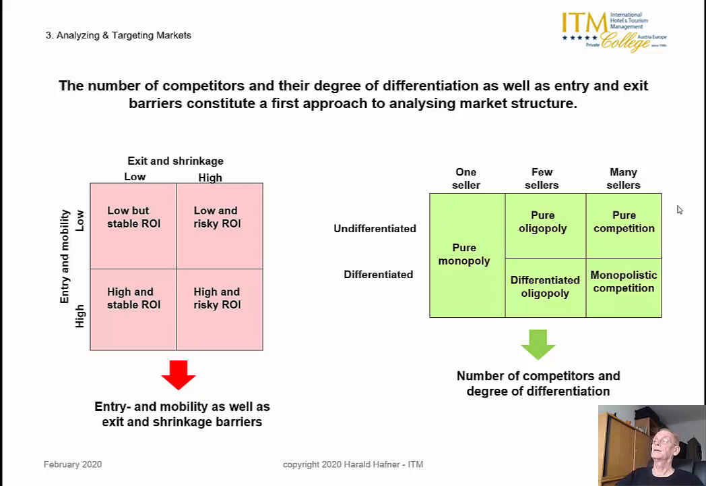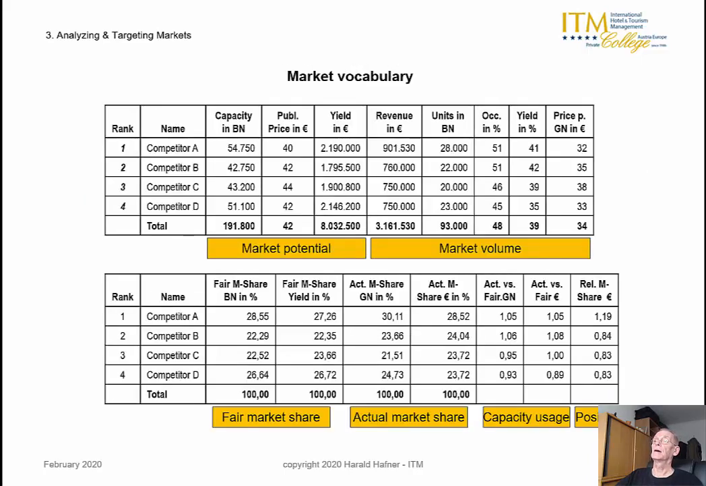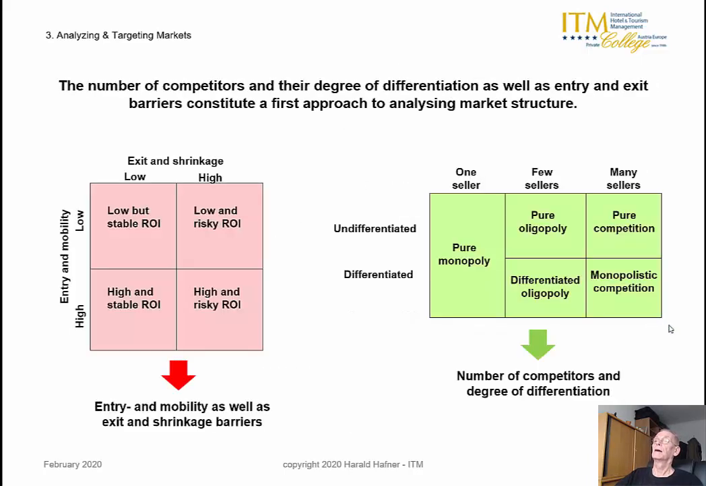On the right-hand side, we can find a pretty good indicator for the degree of competition within the market. Those are described by the number of sellers, one seller, few sellers, many sellers, and their degree of differentiation from undifferentiated to differentiated. So if we only have one seller in a market, we can speak about a pure monopoly, and no distinction between differentiation has to be made.